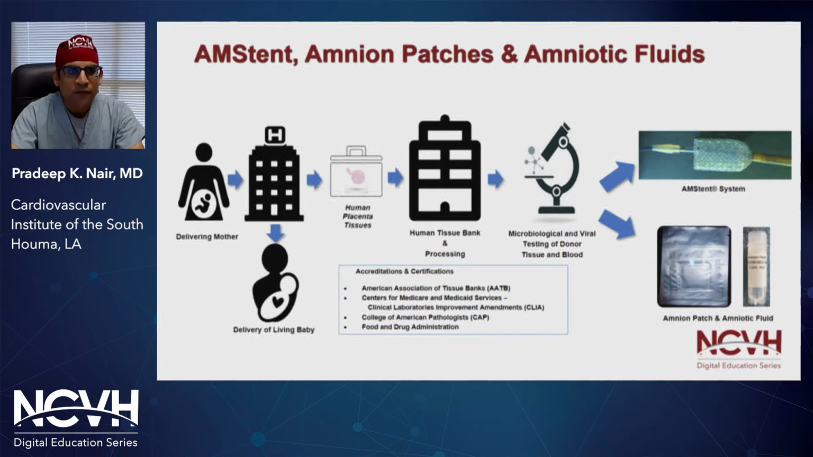So after a baby is delivered, the placental tissues that arrive to the tissue bank are processed under stringent conditions. There is very strict microbiological and viral testing of donor tissue and blood performed. And from here, the AMStent is created, as well as the patch and the fluid. The AMStent has an envelope of amnion, both on the inner and outer layer of the stent itself. And this is a self-expanding stent.